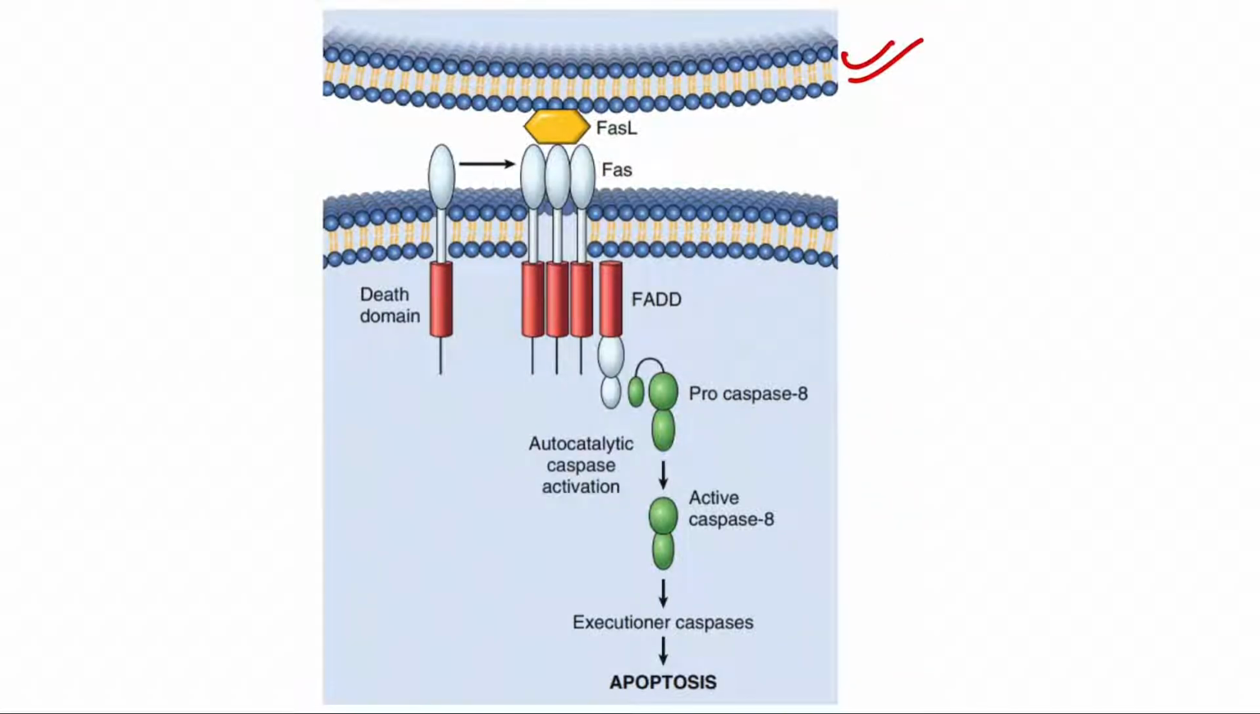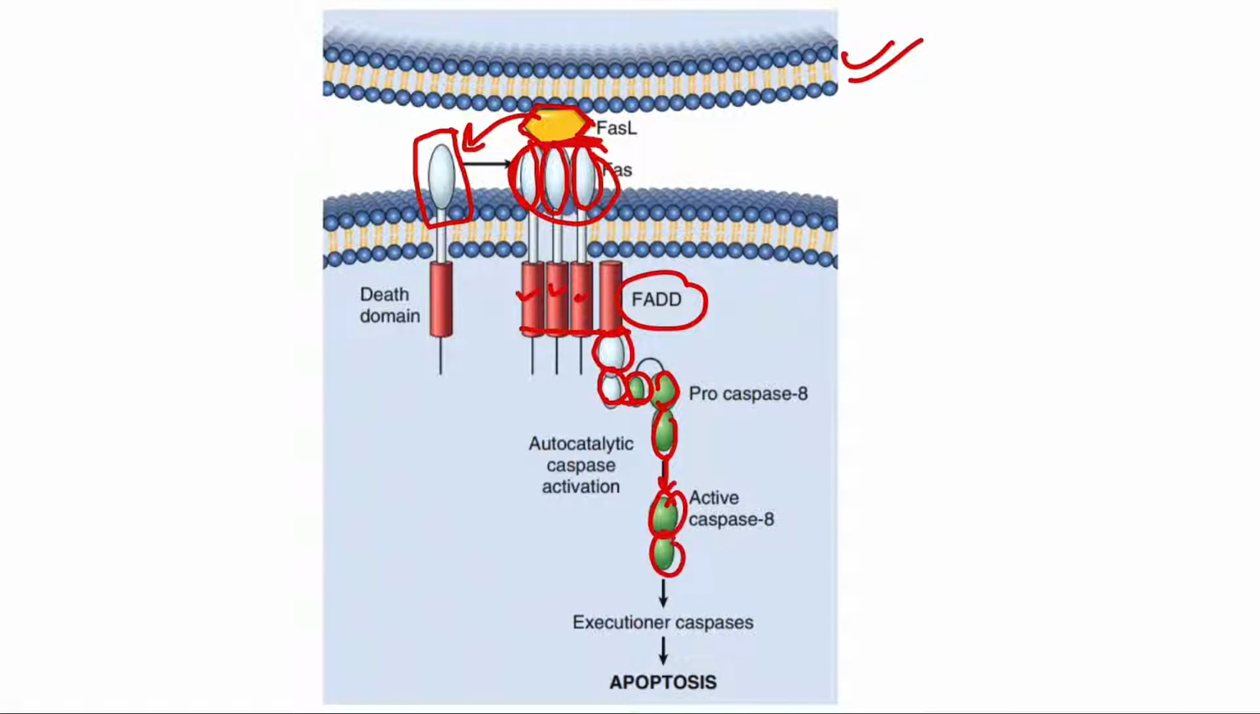So this again is a picture from Robbins. This is the Fas ligand and this is Fas. As you can see, there is one Fas, but when Fas ligand binds to it, many Fas molecules come together, and this red color shown here is the death domain. A lot of death domains come together, and FADD, which is attached to the death domain, in turn activates procaspase 8 into active caspase 8, which further activates the executioner caspases and promotes apoptosis.